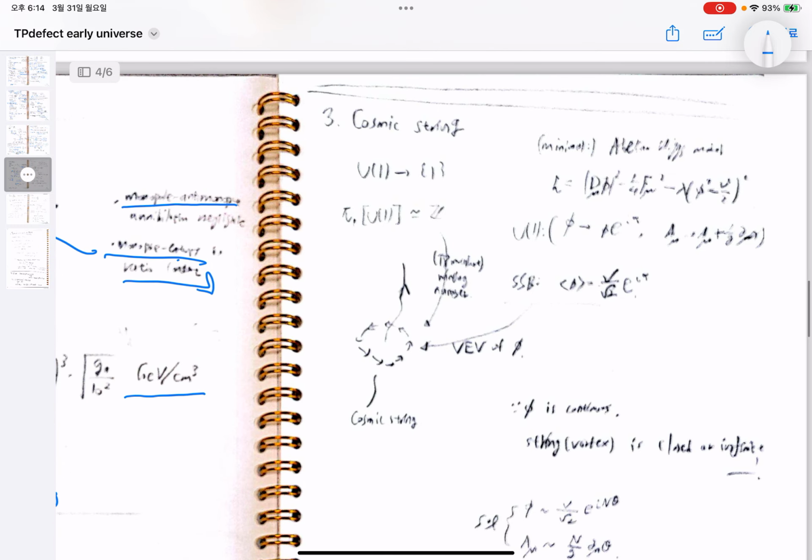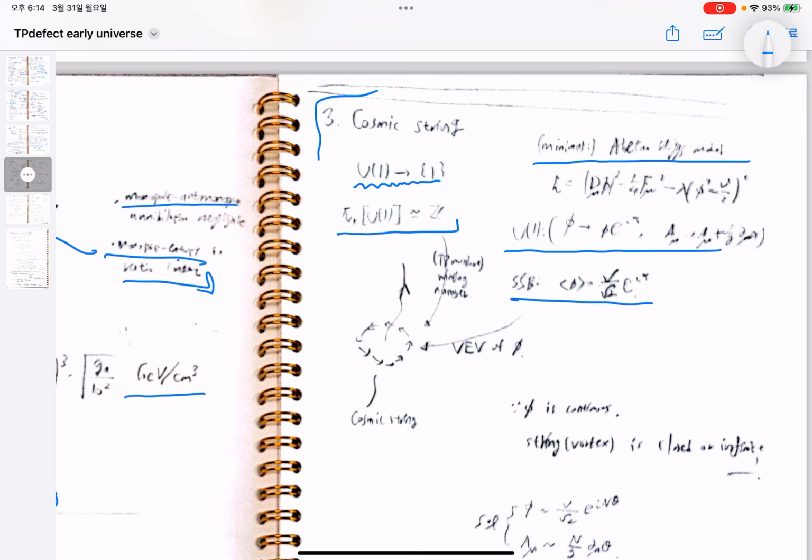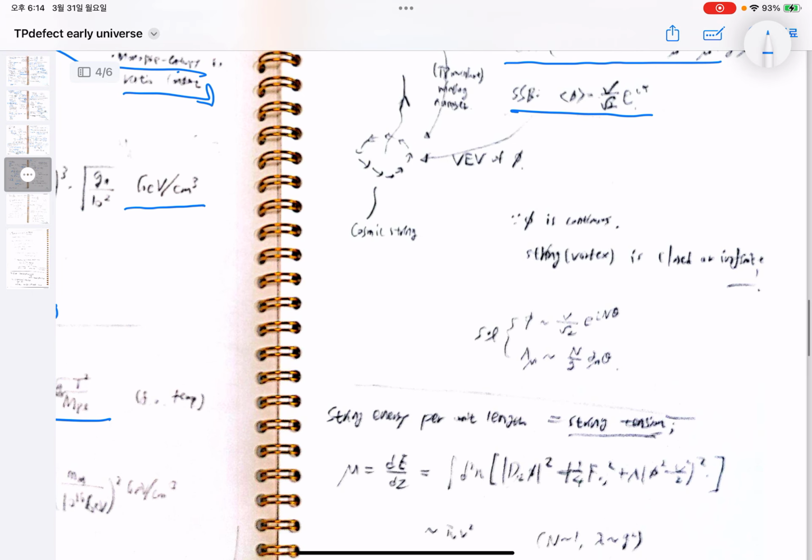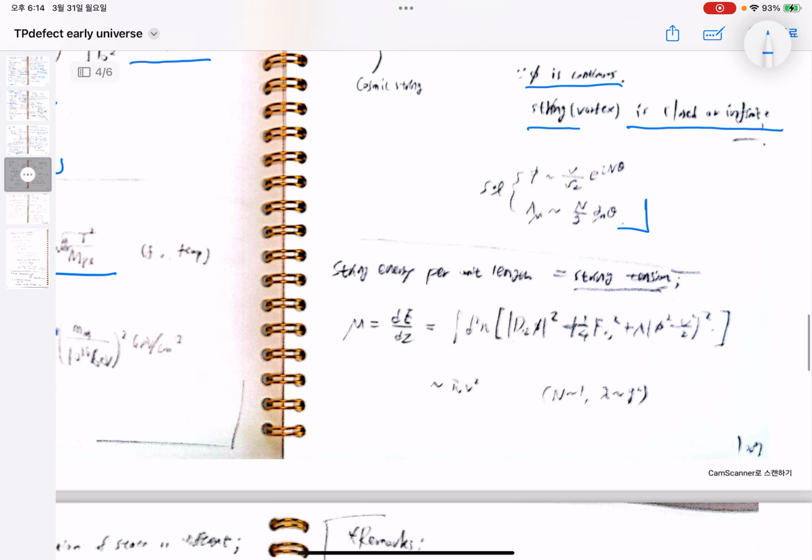The next example is the cosmic string. This arises from the U1 symmetry breaking. So we can also obtain the topological classification. The first homotopy group of the U1 is given by the integers Z. So there is the minimal abelian Higgs model. U1 symmetry is broken with some non-zero vacuum expectation value. And since pi 1 is continuous, the string is always closed or infinite. And also we can obtain the solutions of the phi and the gauge fields A mu.